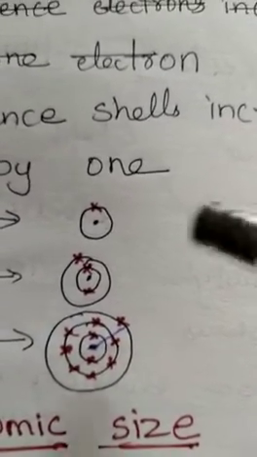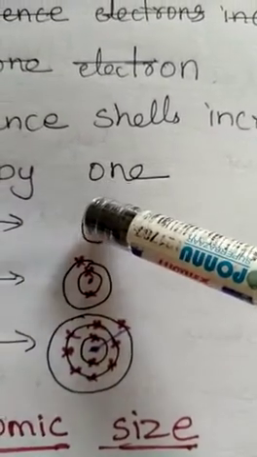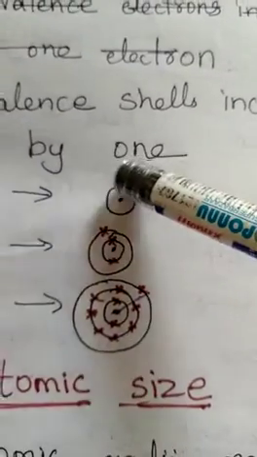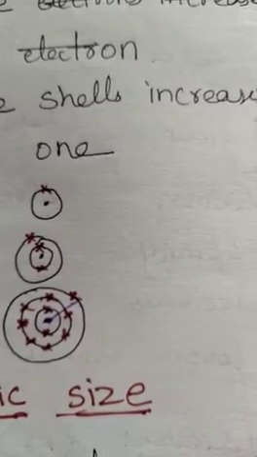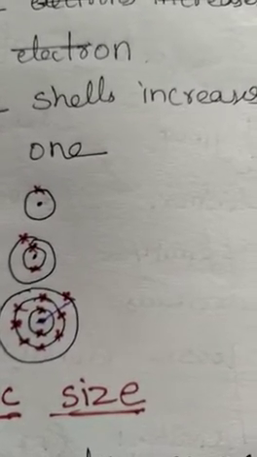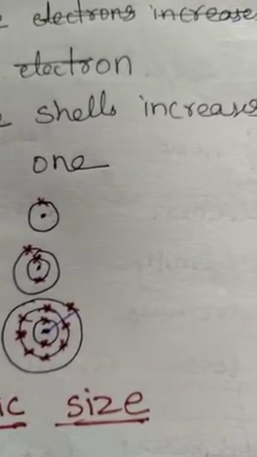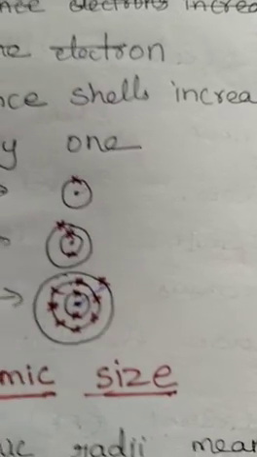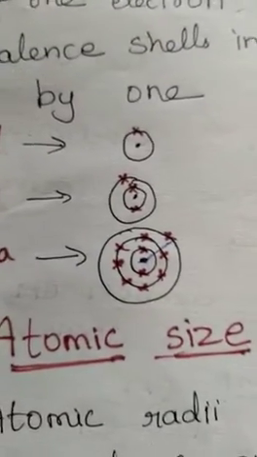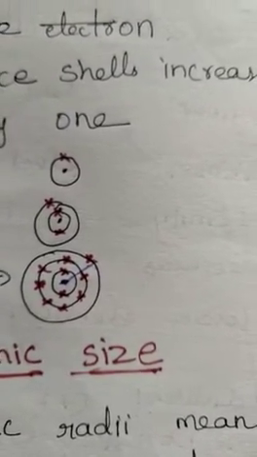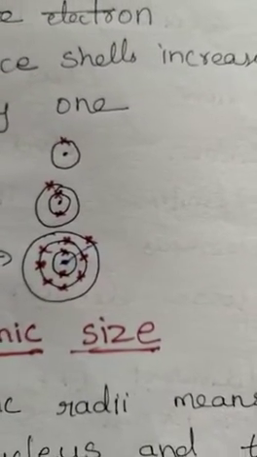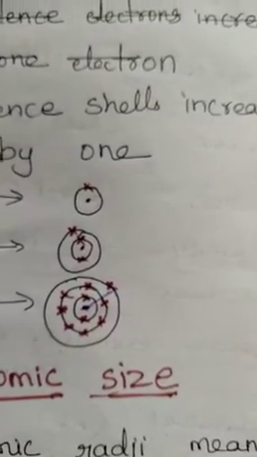Okay, and here this electron is very close to the nucleus, so more attraction is there. So here we need more ionization energy to remove the electron from the atom. Okay, so this is the ionization energy. But electrons can be removed only from gaseous atoms, only from the gaseous atom.